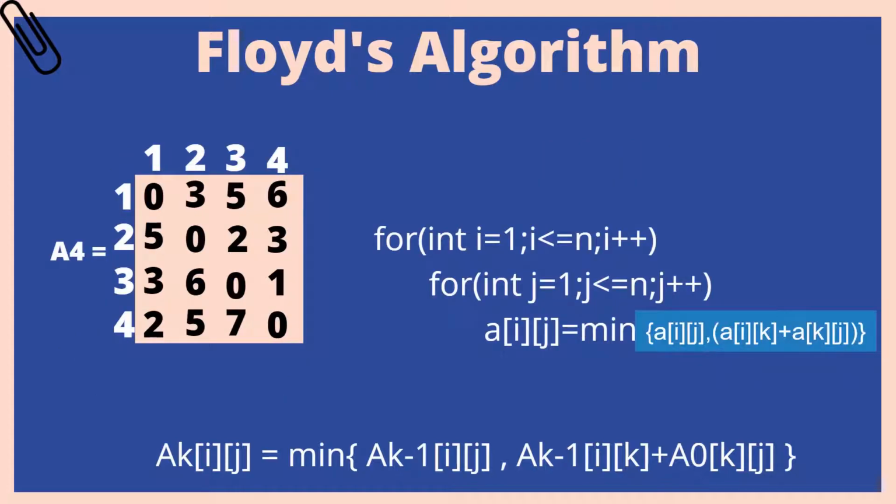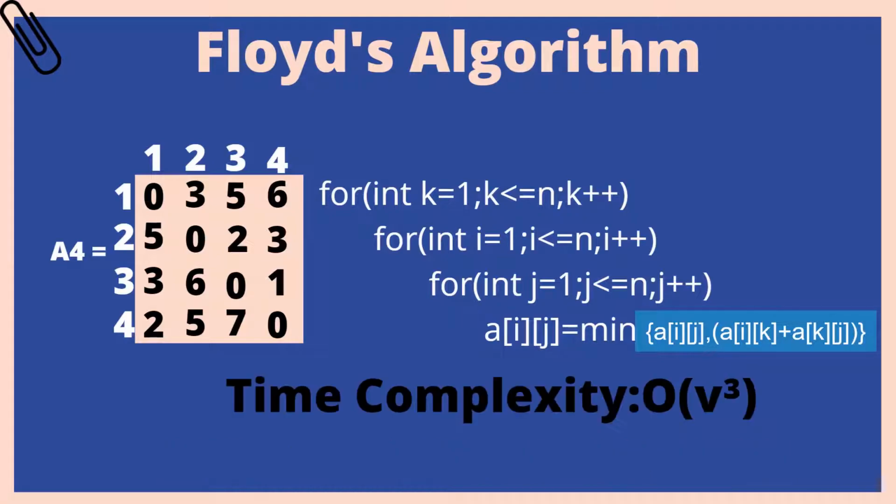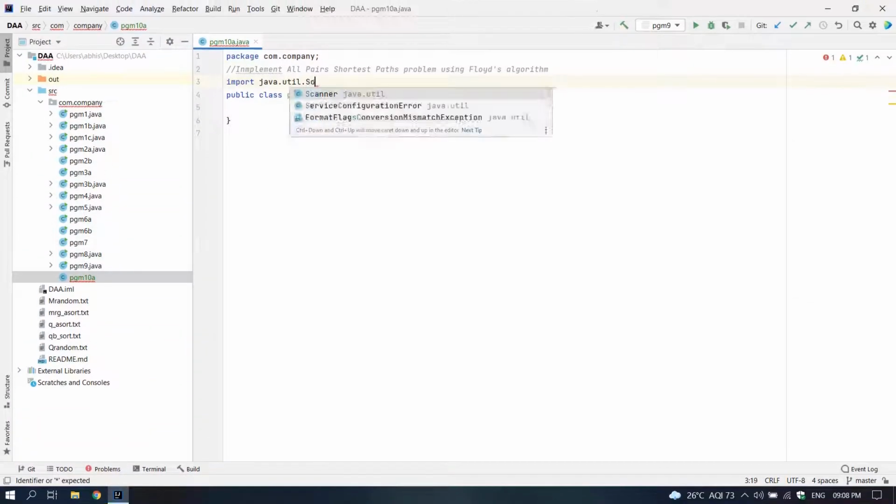So in the coding part of this algorithm, we are going to use this similar formula. That is, we are going to use two nested for loops, i from 1 to n and j from 1 to n, and we will put a[i][j] as the minimum of a[i][j] and a[i][k] plus a[k][j]. And also we are going to repeat this process n number of times, that is the number of vertices. So what is going to be the time complexity of this Floyd's algorithm? That is going to be O of V cubed, where V is the number of vertices of the graph. So now let's move towards the coding part.